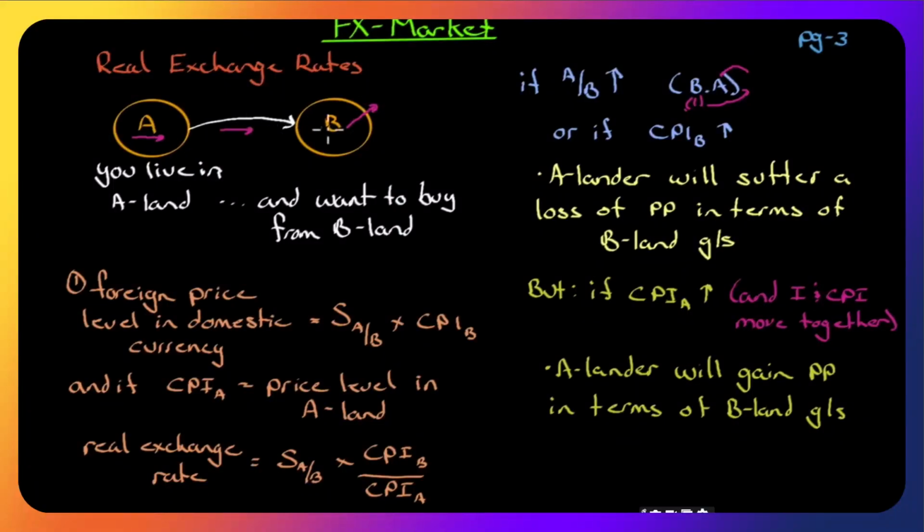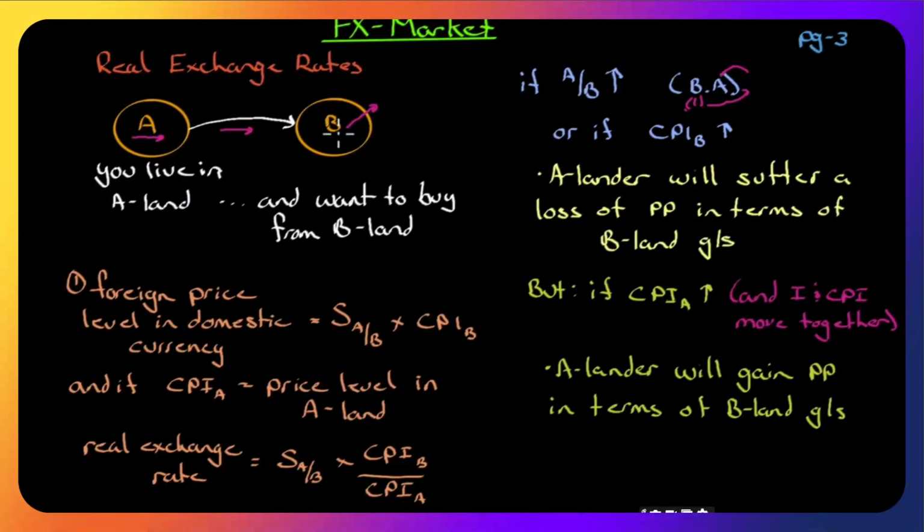So imagine that you have inflation in B-land and the exchange rate is going up at the same time. It becomes even more and more expensive for an A-lander to buy B-land goods. The A-lander will suffer a loss of purchasing power in terms of B-land goods and services, because the same amount of money will buy fewer and fewer products. Your purchasing power will decrease in terms of B-land's goods and services. Okay, we get that, right?